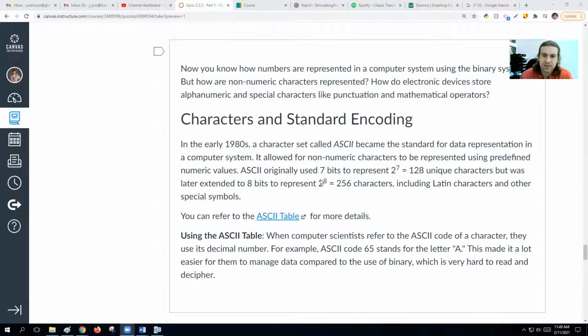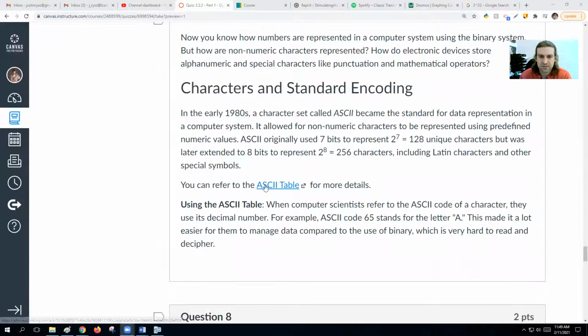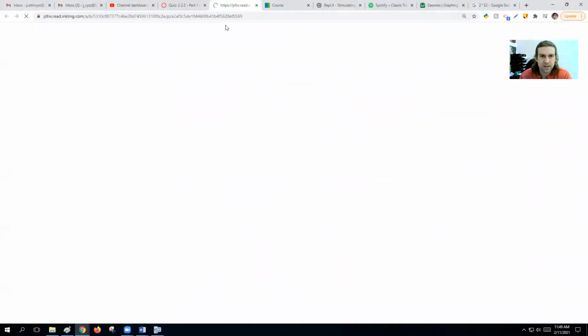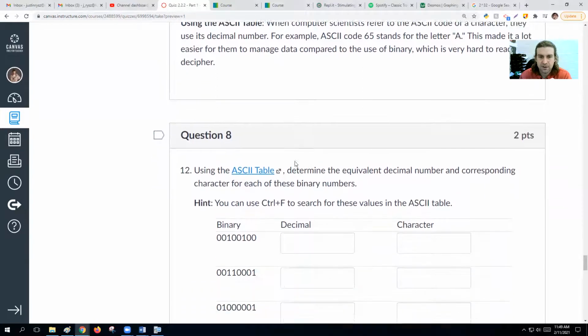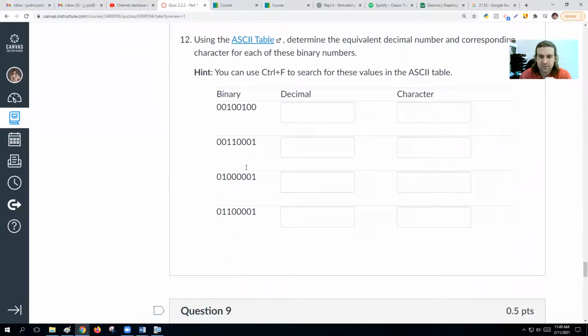So ASCII used 7 bits to represent 2 to the 7th power, or 128 unique characters. But it was later extended to 8 because we have more than 128 characters that we can put on a keyboard. So they got 2 to the 8th power, or 256 characters, which included some Latin characters and other special symbols. So we got this table that we can always go back to as reference to figure out what these values are equal to.